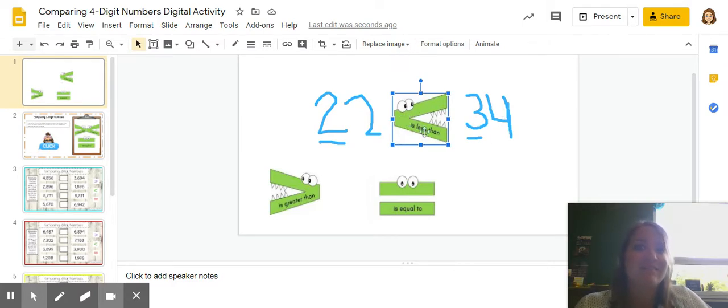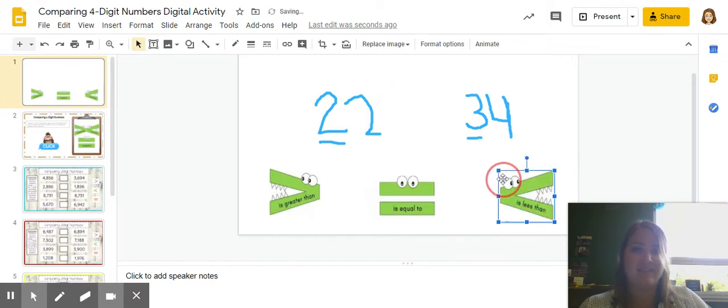So this is the less than symbol because we read it from left to right, the same way that we read a sentence. So let's go ahead and read this together. 22 is less than 34 because the smaller side comes first. So this is the less than symbol. All right, let's try a different example.